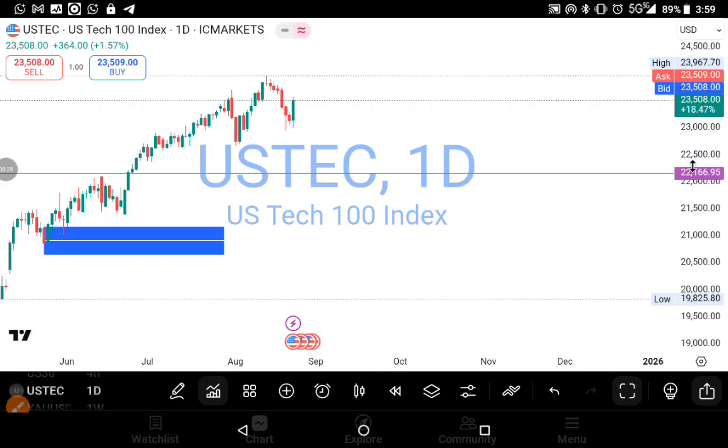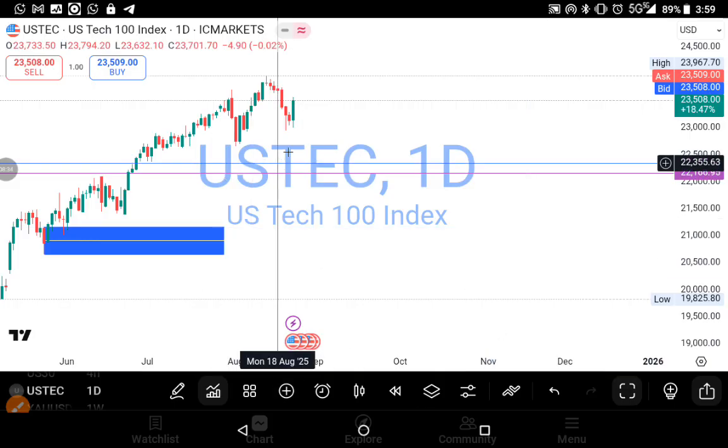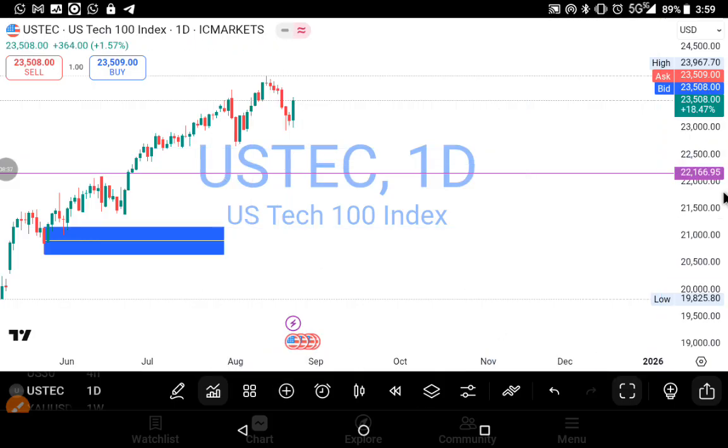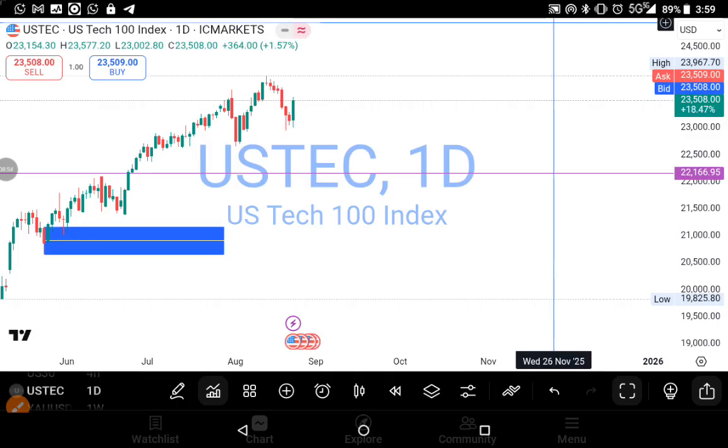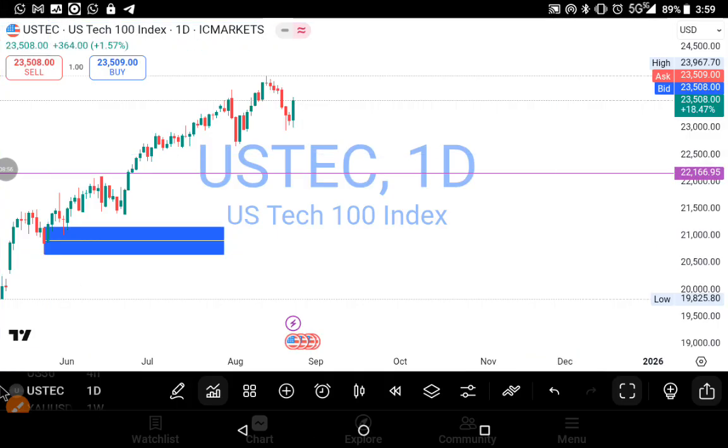If the market price visits 22,500 and stays below it, then I'll change my narration. But as long as the market price remains above 22,500, I'm not shifting my ground. So 22,500 should serve as a support to the price. But the moment it turns to a resistance, then we're looking at something else.